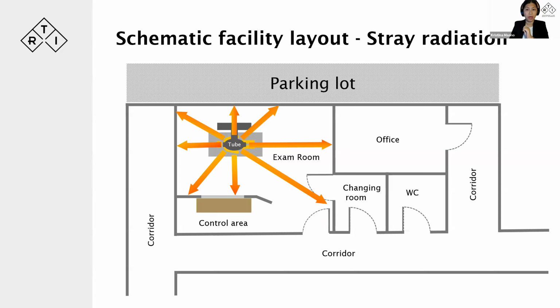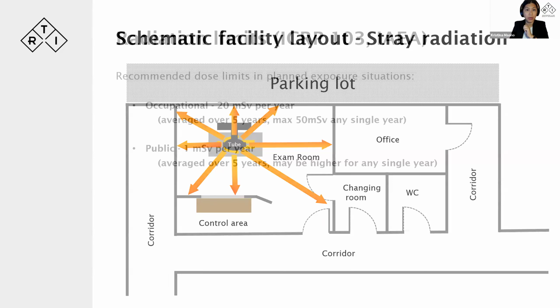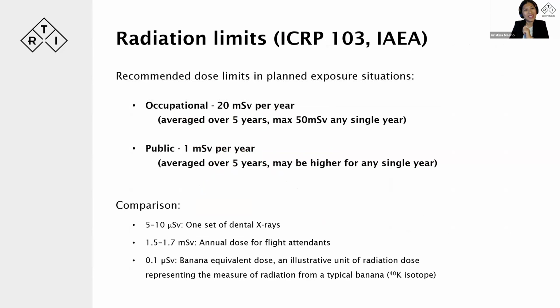And to ensure the safe operation, radiation limits have been decided, and these are similar in many places around the world. So again, I think this is a review for many of you. Typically, the dose limits, that is not for the patients, but those limits we have for occupational, 20 millisievert per year, average over 5 years, and a maximum of 50 millisievert in any single year. And for public, we have 1 millisievert per year, average over 5 years, and maybe higher for any single year.